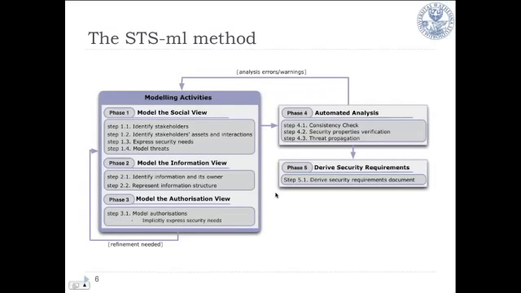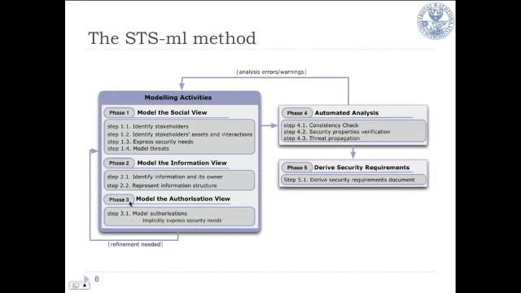On the second phase, we model the second view that is supported by the language, the information view, in which we identify the information content of what is contained in stakeholders' assets, their documents mainly, and who are the owners of this information. This is important because the owners are the ones who are concerned with what happens to their information. And this view also helps us represent the information structure, so what information is contained in what document. But we'll see that in a while.